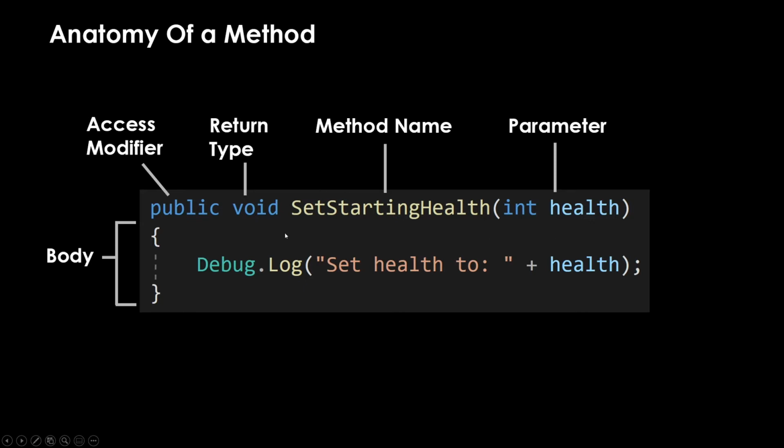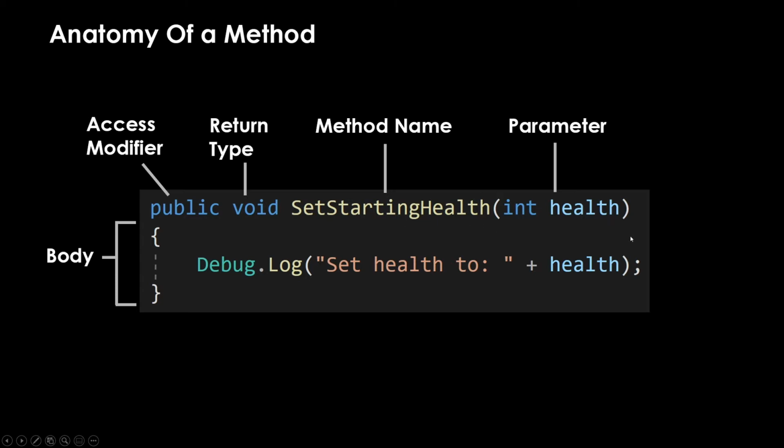All methods will have a return type, and if it doesn't return anything, you're going to see void. But if it had something like int or float, then we'd have to add a return at the end and say return and then give it a value to meet that requirement. After that, you're going to have the method name. It's good practice to make this extremely relevant and descriptive to whatever this method is doing.